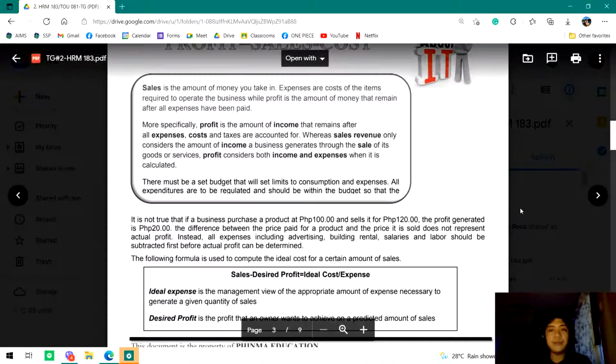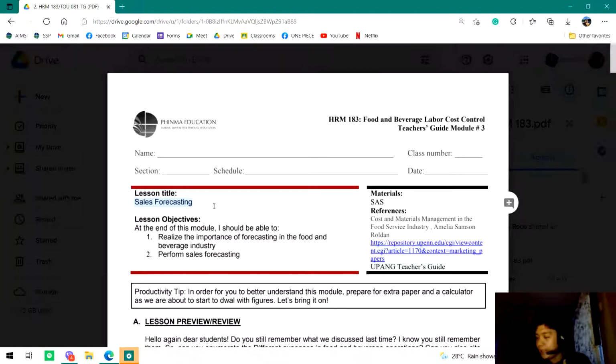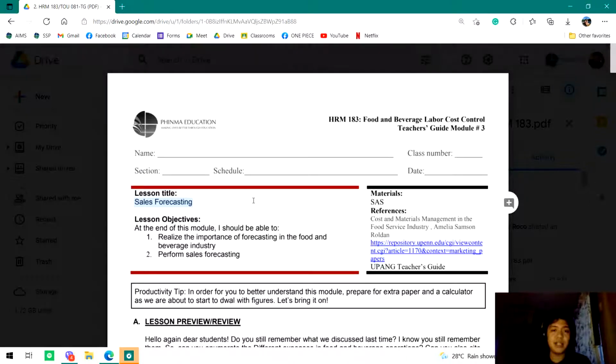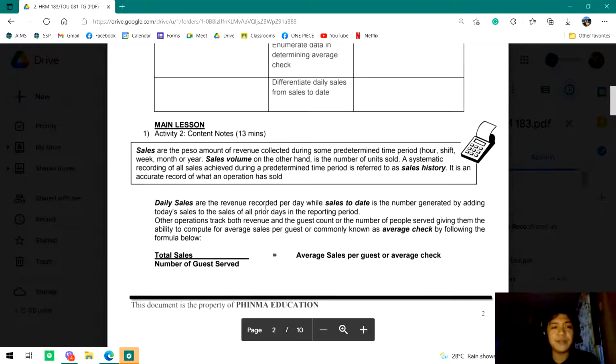Now, let's move forward to module number 3, which is sales forecasting. Ngayon, we will get a little bit into mathematics na. Magkakaroon tayo ng mga computations in this module. So, I suggest that you grab your copy of the module number 3 and try to take down notes as we go along the discussion. Now, sales forecasting.